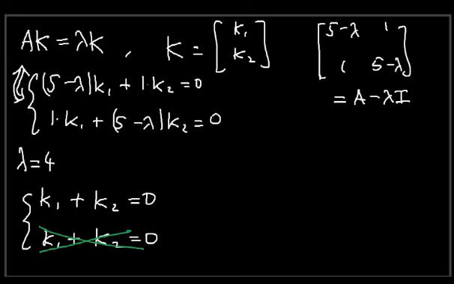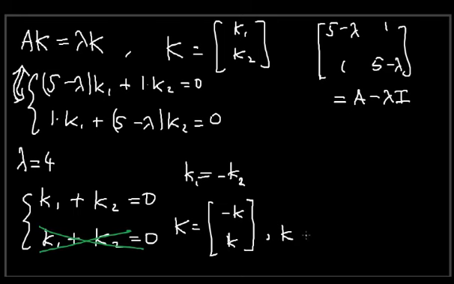Just from the first one, we can extract that k1 must be equal to minus k2. So we can write down its solutions in the form (minus K, K), with K as my k2 and k1 being minus that. Here K is allowed to be any real number as long as it's not 0.